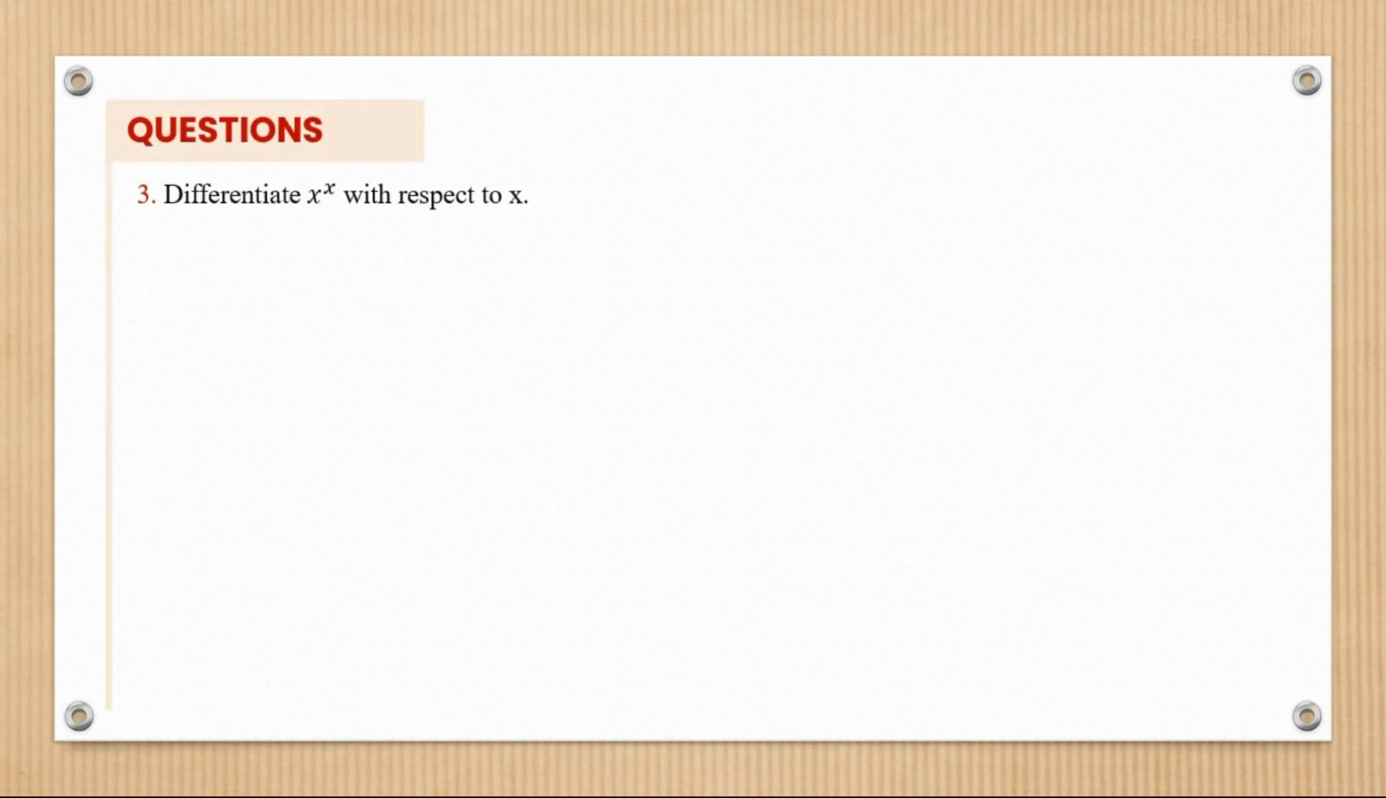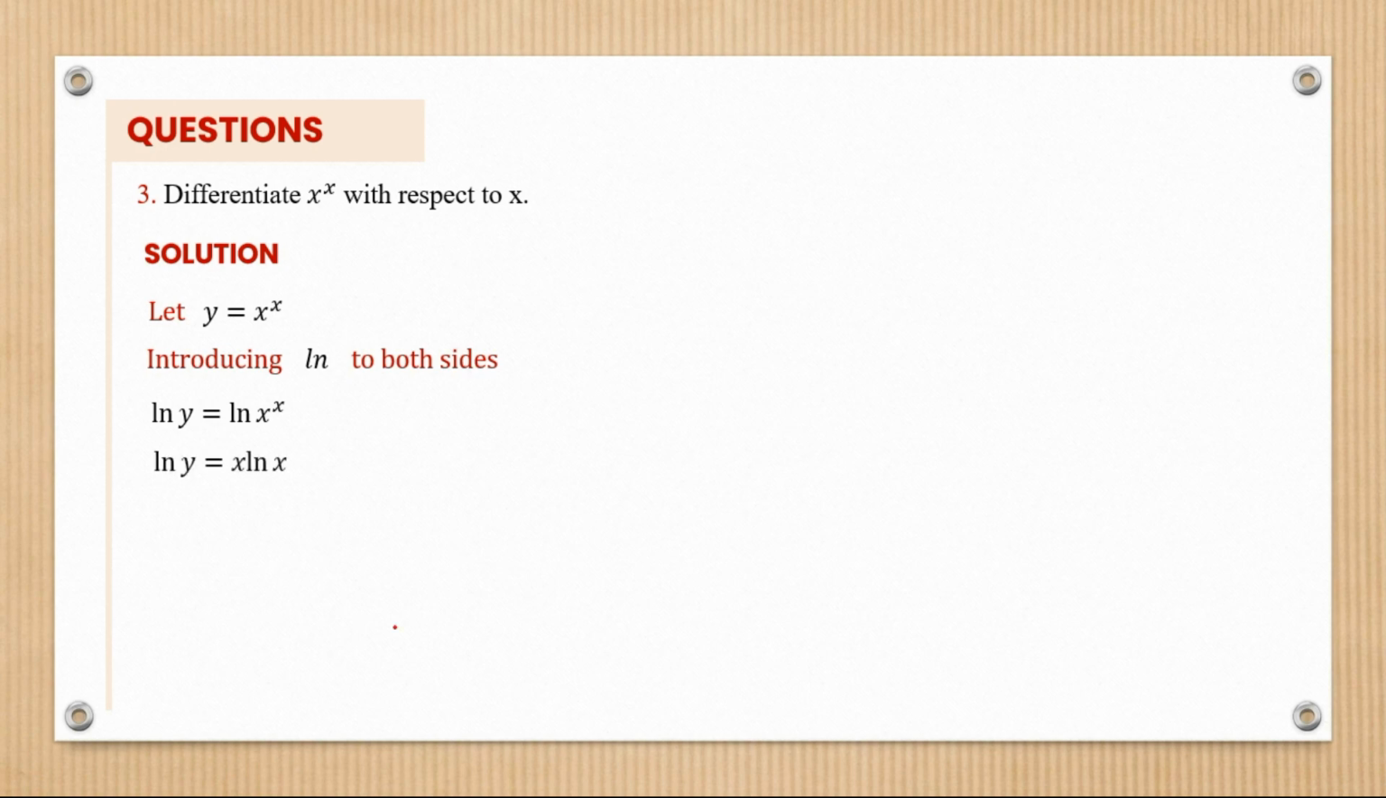Alright, another question. We're told to differentiate x to the power x with respect to x. So how do we solve this? We're going to let y be equal to x to the power x. Then we introduce ln to both sides, so ln y is equal to ln of x to the power x. So bring the power x to the left hand side.